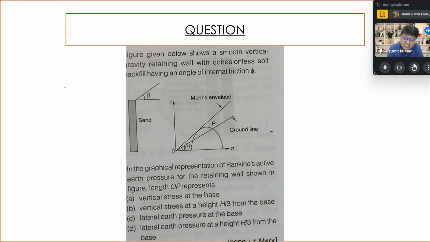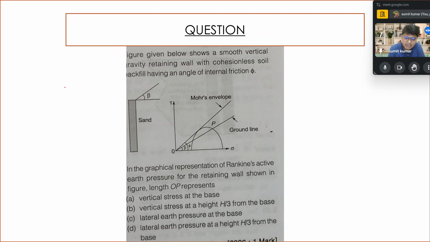So over here you can see the beta is represented, the sand as a backfill is represented, the Mohr envelope is formed, and the ground line is also shown. This question is asking: the figure given below shows a smooth vertical gravity retaining wall with cohesionless soil, as it is shown that the Mohr envelope is drawn from the origin. So the value of phi is only there, the value of cohesion is not there, because on the shear intercept the value is going to be 0.